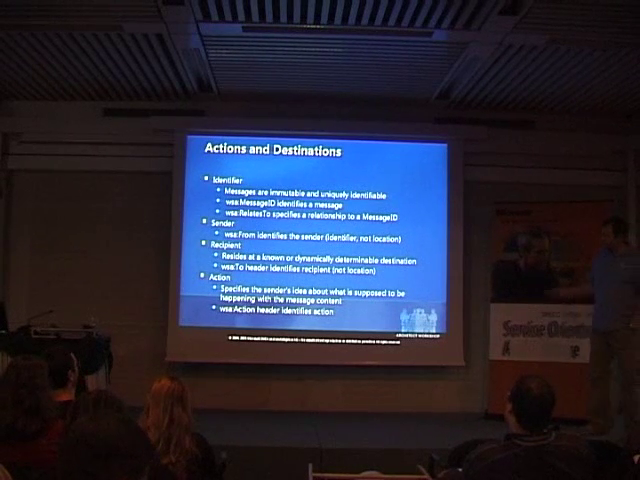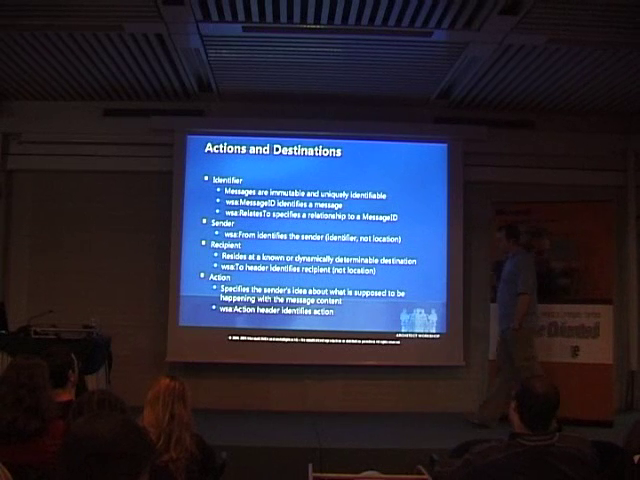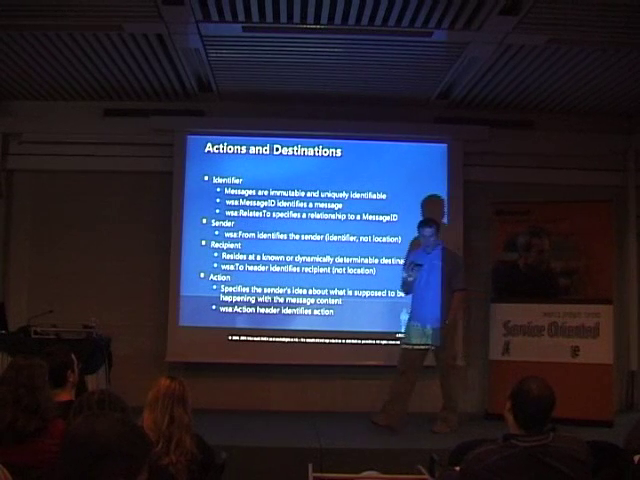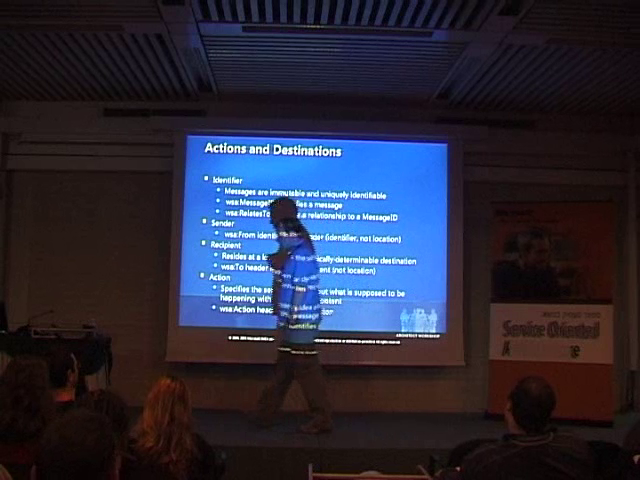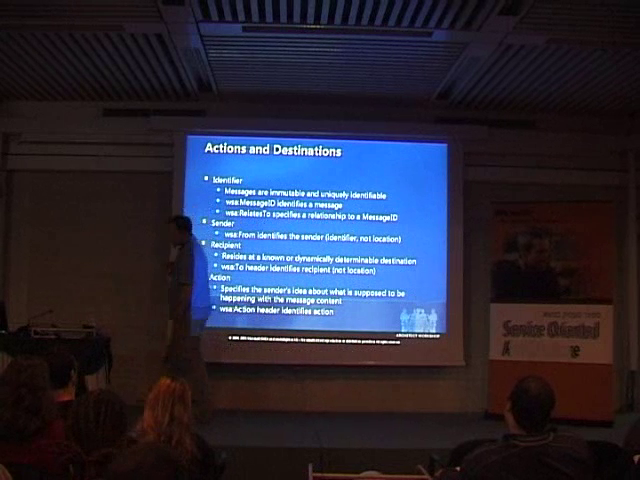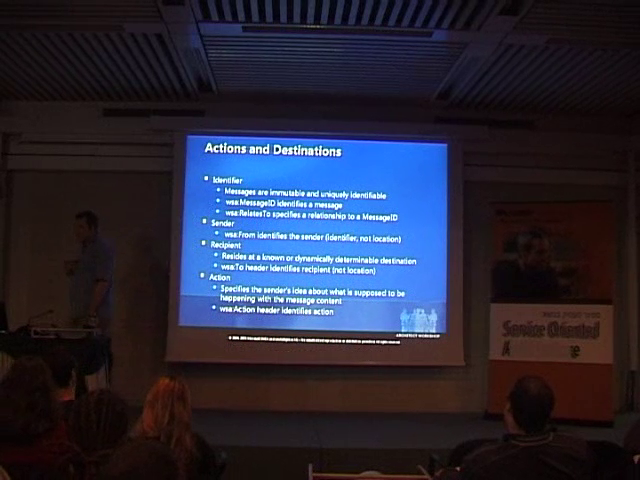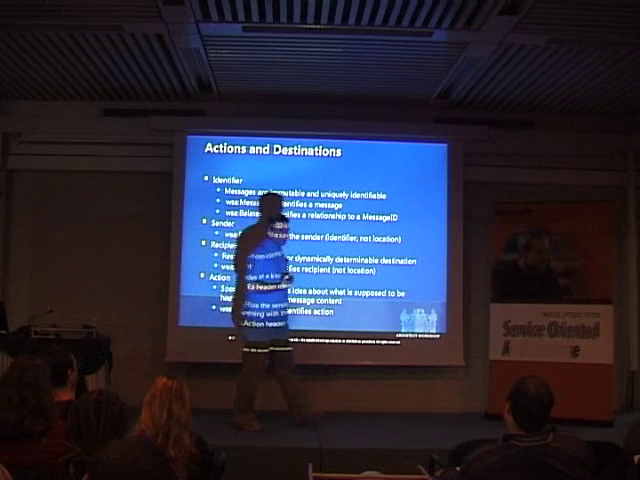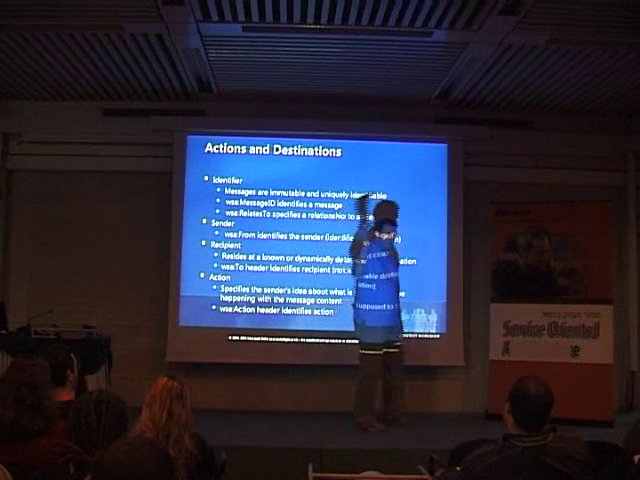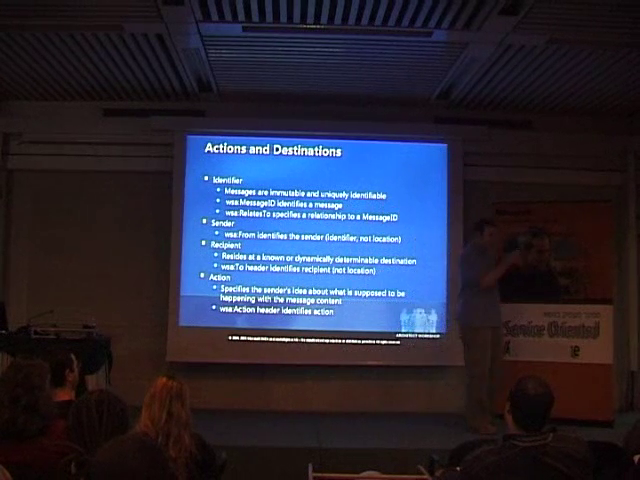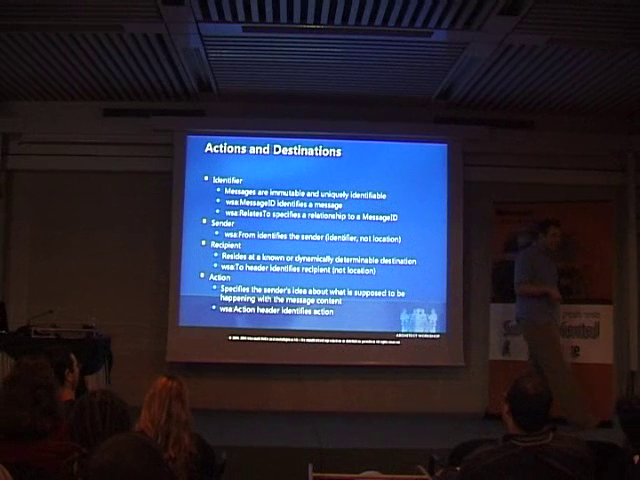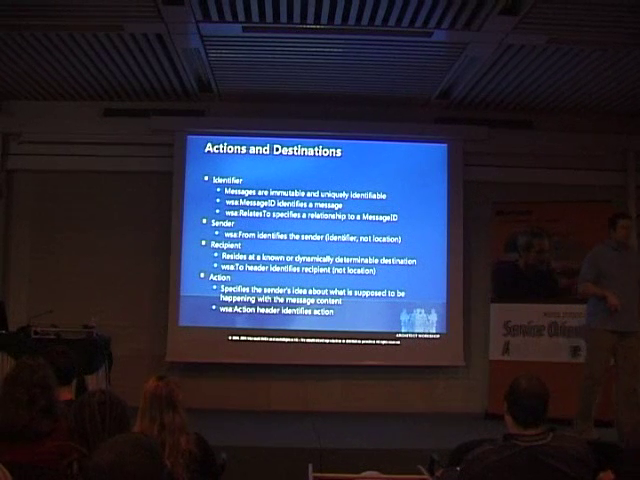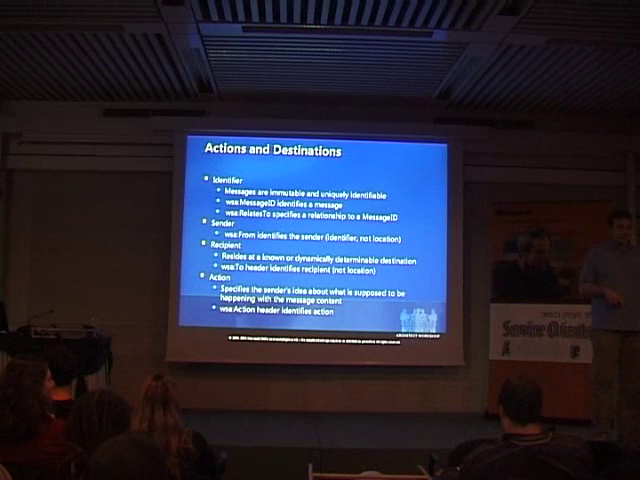Identifier. Messages are immutable, meaning as long as the envelope is closed, nobody can change it. And they are uniquely identifiable. The reason for that being, I want to track the message. I want to track the message in diagnostics, for instance. I want to see where that message currently sticks. I want to see where that message went for diagnostics. I want probably to correlate messages based on their ID, right?